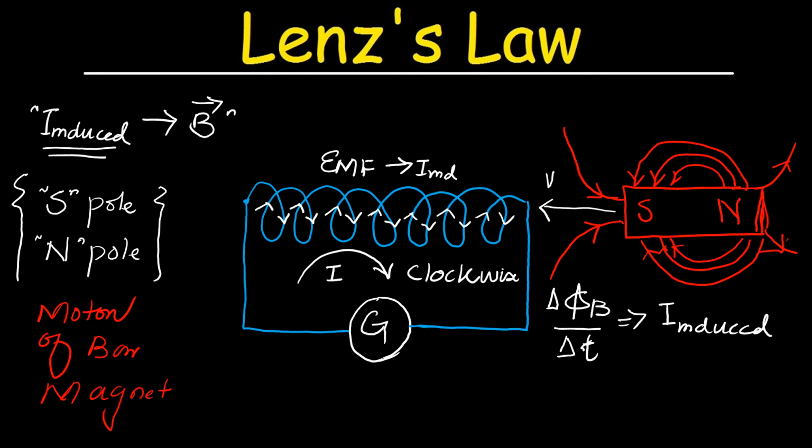So whenever the bar magnet moves toward the conducting coil, the direction of the induced current will be clockwise, whereas the polarity of the magnetic field generated in the coil by the induced current will be south.